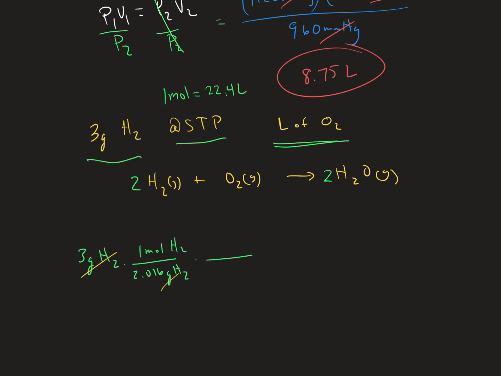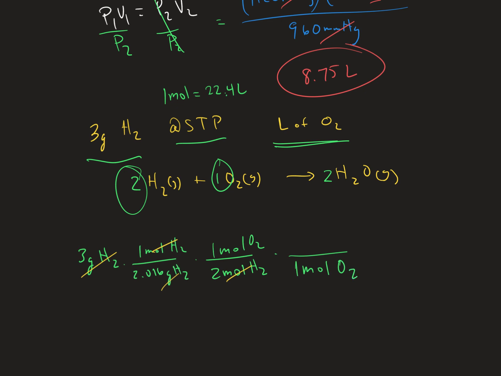Okay, we're not at liters of oxygen yet, so we keep going. What goes on bottom? 2 moles of H2, good. Any questions on that step? And what goes on top? 1 mole of O2, because there's a 1 right there. Okay, moles of H2 go away. We're getting closer, but we're not there yet, so we keep going. What goes on bottom? 1 mole of O2.